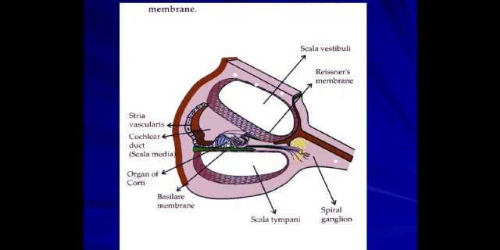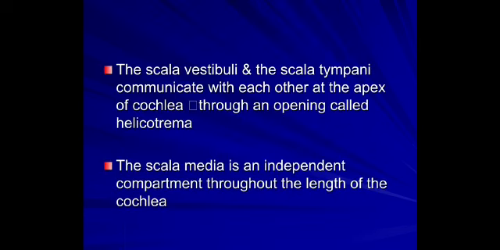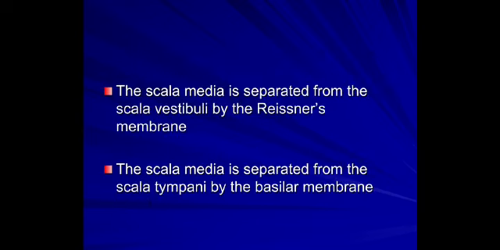They act together in the mechanism of hearing, whereas the basilar membrane divides the scala media and the scala tympani. So the two membranes are the Reissner's membrane or vestibular membrane, and the basilar membrane, where the organ of Corti is placed. The scala vestibuli and scala tympani communicate with each other through the opening called the helicotrema. The scala media is an independent compartment throughout the length of the cochlea.